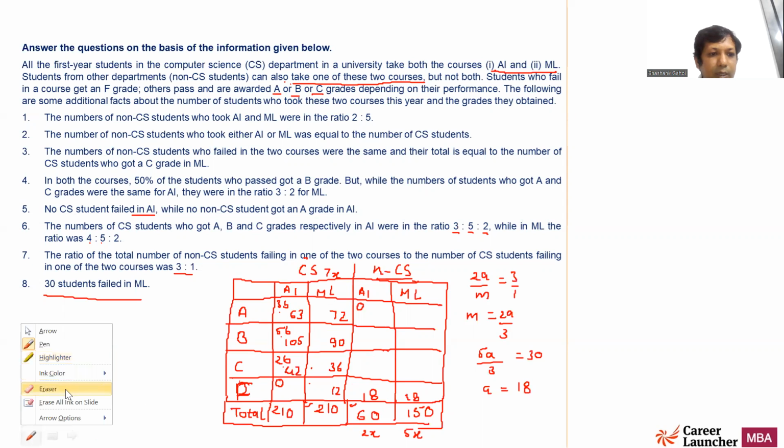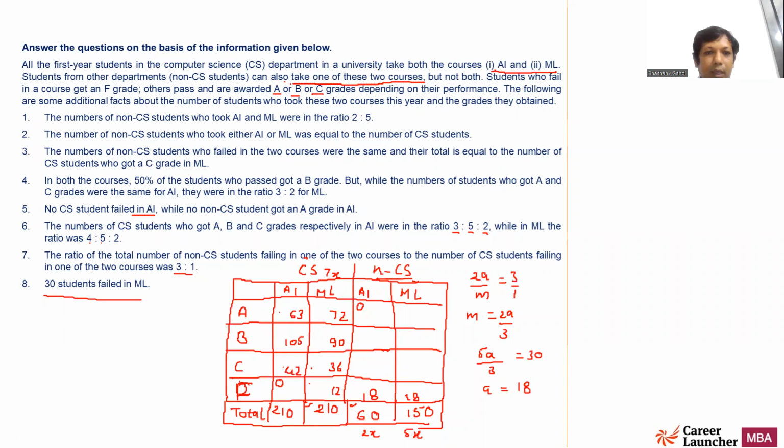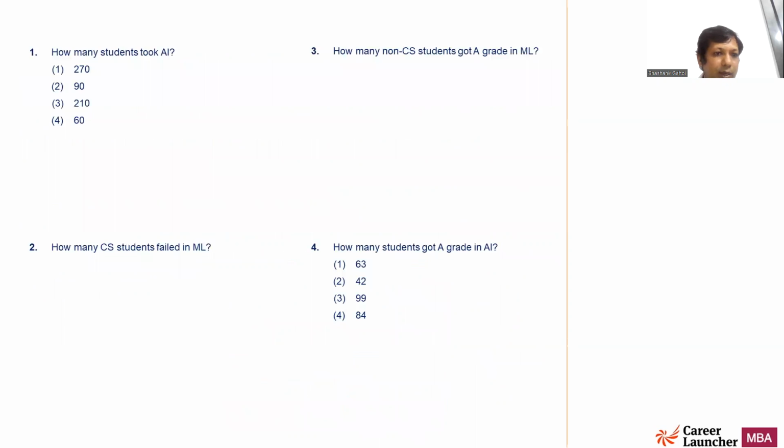So अपना जो भी CS वाली टेबल थी वो तो पूरी हो गई. So any question that is based on CS, I can definitely answer that question. Now let's see whether I'm able to answer any question or not. So how many students took AI? Okay, so that AI is going to be 210 CS people plus 60 non-CS people. So how many people took AI? That's definitely going to be 270.